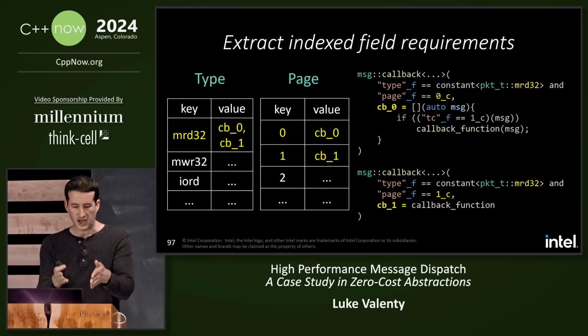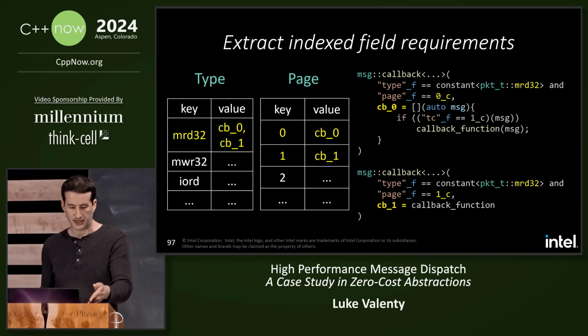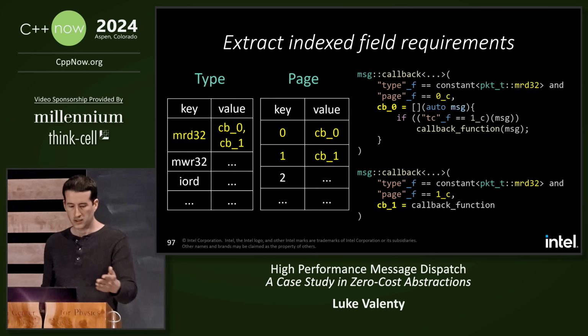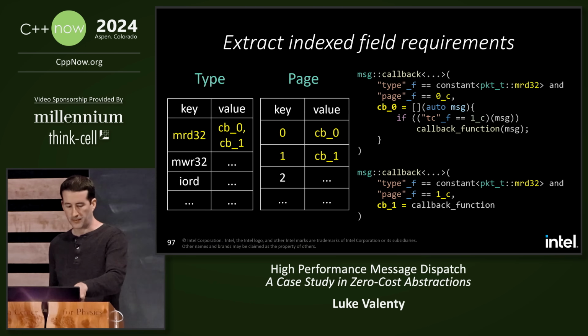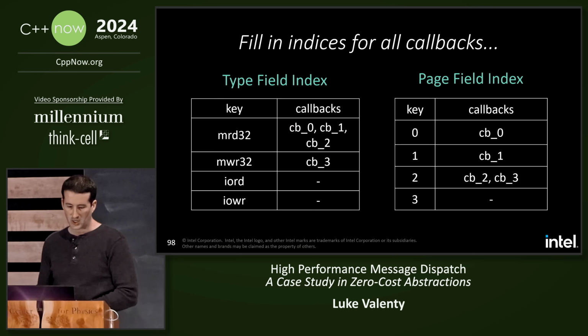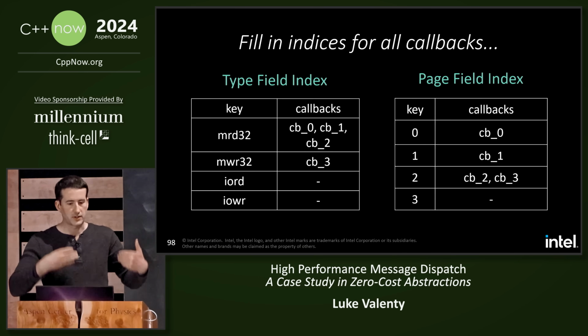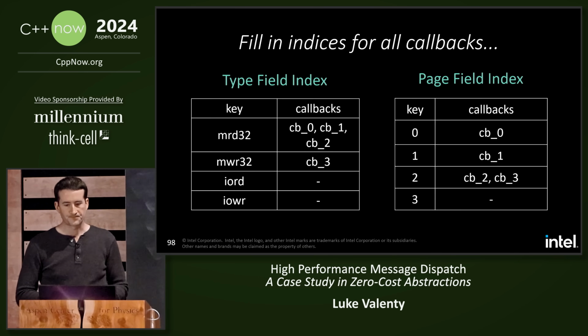We're going to go through and update the type index and the page index, right? So now for memory 32, it could be callback 0 or 1. Page, key 0 goes to callback 0. Key 1 goes to callback 1. And then we do the same for all of the callbacks that we have at compile time. We fully fill out these indexes.